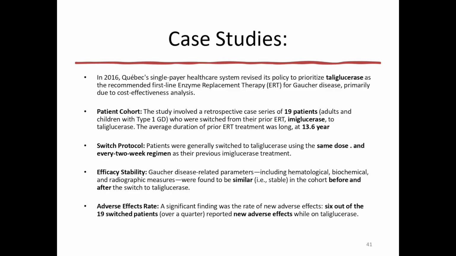Let us look at a case study involving a switch in enzyme replacement therapy, or ERT, for Gaucher disease. Quebec prioritized taliglucerase as the first-line ERT for cost-effectiveness. A retrospective study involved 19 stable patients who were switched from imiglucerase to taliglucerase. The study found that while the disease parameters remained stable, a significant rate of new adverse effects occurred.